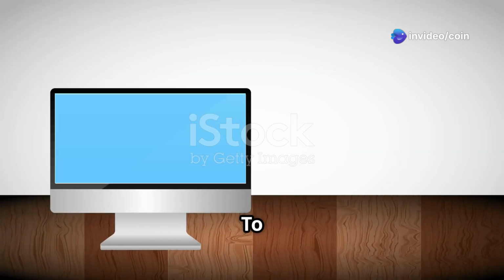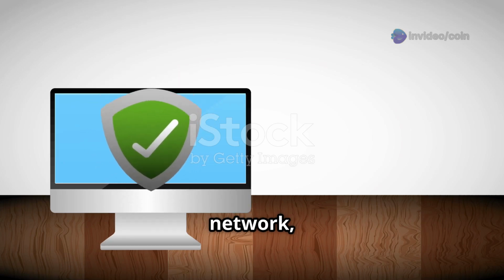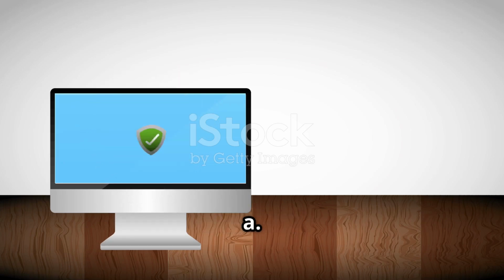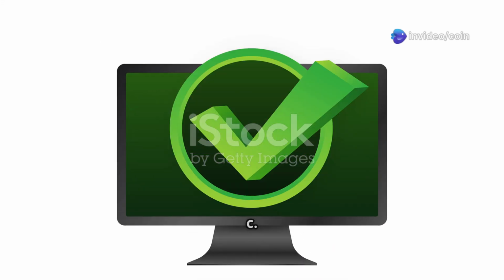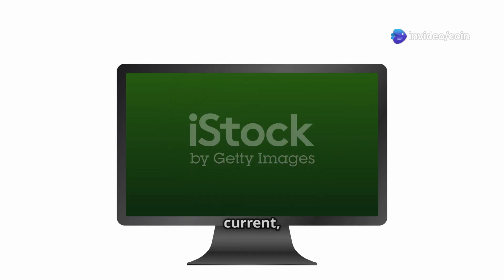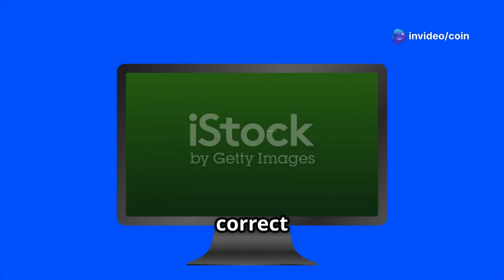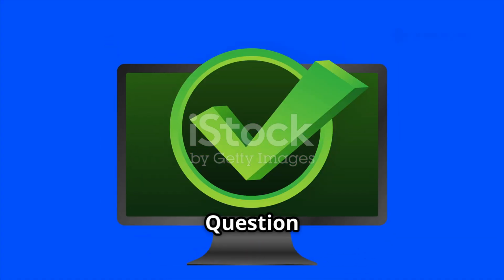Question 16. To reduce the risk of a virus attack on a network, you should do which of the following? A. Use antivirus software. B. Educate users about opening attachments from suspicious email. C. Keep virus signature files current. D. All of the above. The correct answer is D. All of the above.